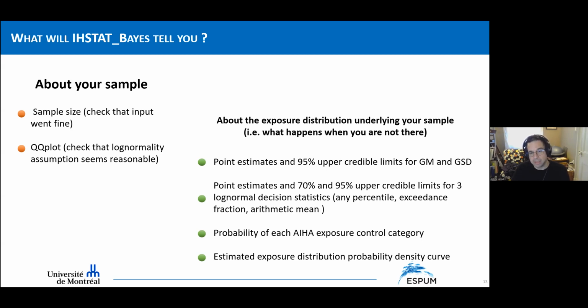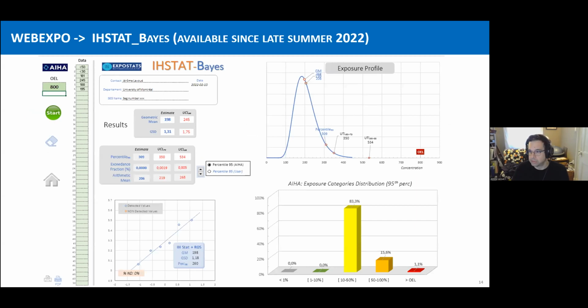And one thing that's entirely new is that you get the probability of each AIHA exposure control category, that we mentioned yesterday. And there's also a graphic that was on the old version 2, which was the estimated shape of the exposure distribution. So it looks like that. Everything's on the same screen. You see, very simple. You put your data here, and you have your OEL here. That's the only input, and then you click on Start, and the calculation starts.